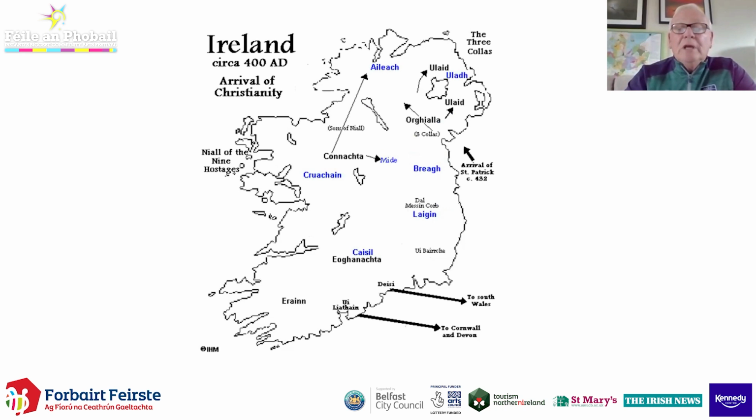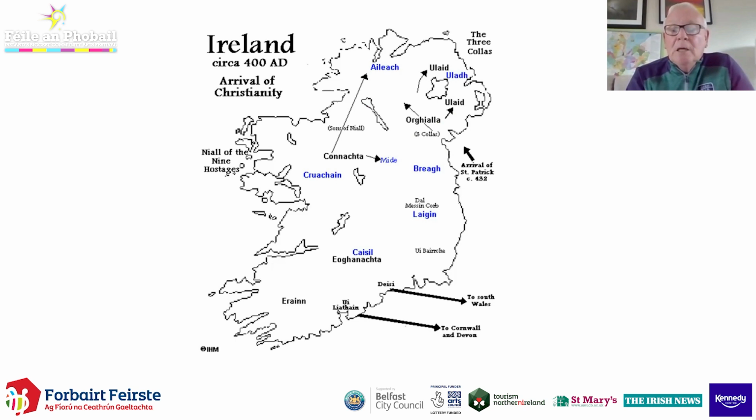Here we have, moving on again, the arrival of Christianity. Now, what we know for definite about Christianity is this map shows that there's the arrival of Patrick in 432. But Patrick actually, we don't know that much about him. He left a couple of pieces of writing, his Confessio and his Breastplate.